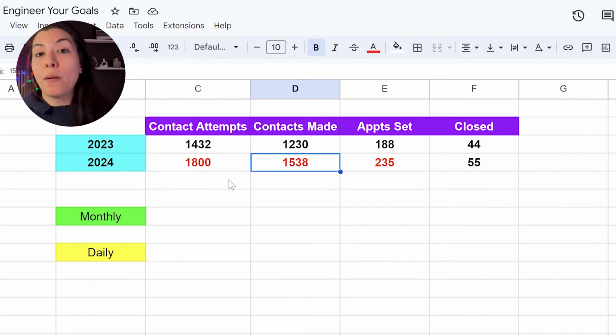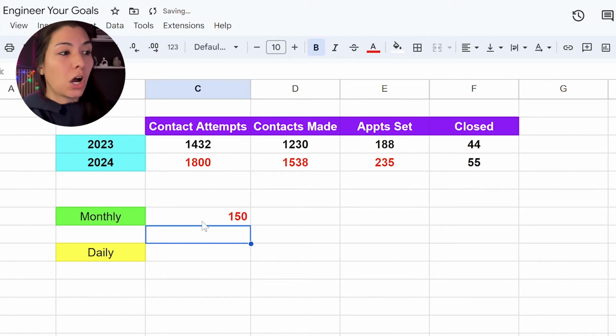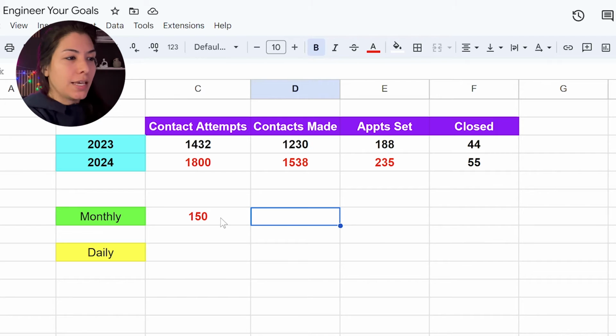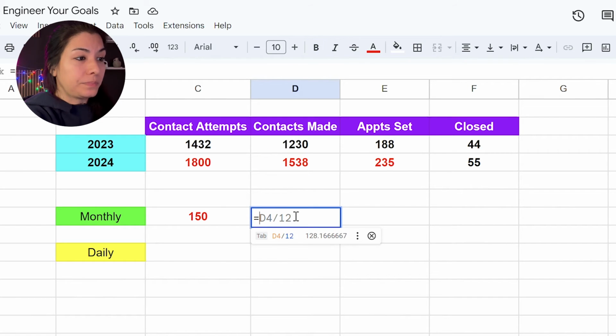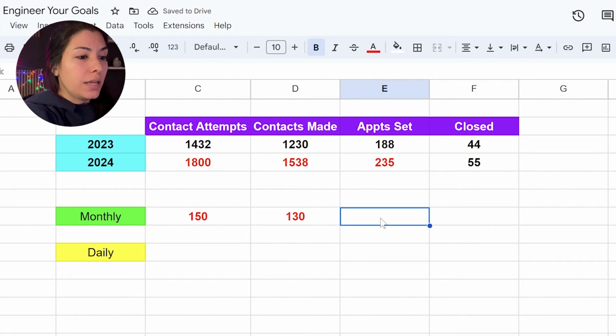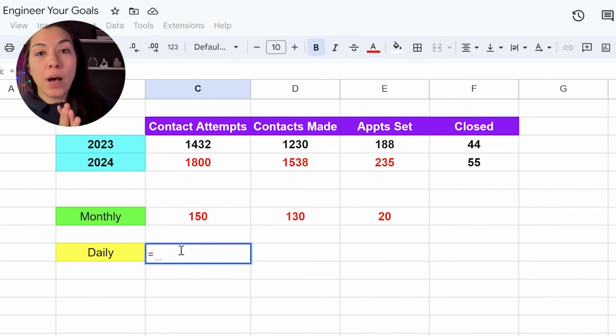Now, let's break this down monthly. Now, this divided by 12 months, because I'll be working 12 months out of the year, is 150. Every single month, I need to have made 150 contact attempts in order to get my 55 closings. Now we'll do this for every single column. Yep. And always round up. You know what? For good measure, I'm even going to round up to 130. Now, same thing here. Round up to 20. Now, that's how much I need to do per month, or you need to do if you're working with these numbers.